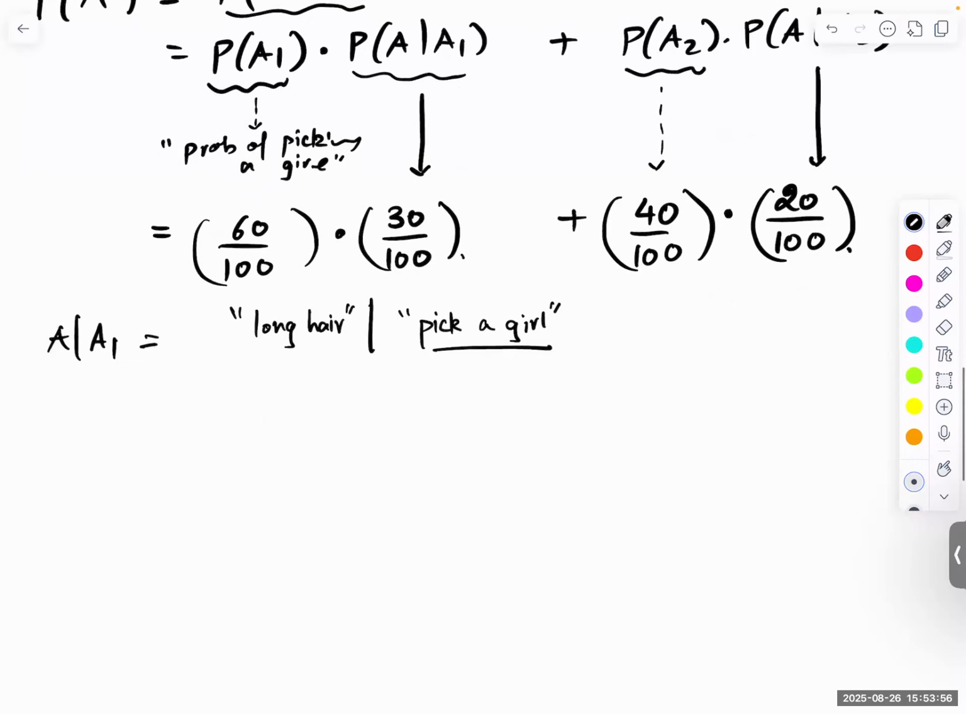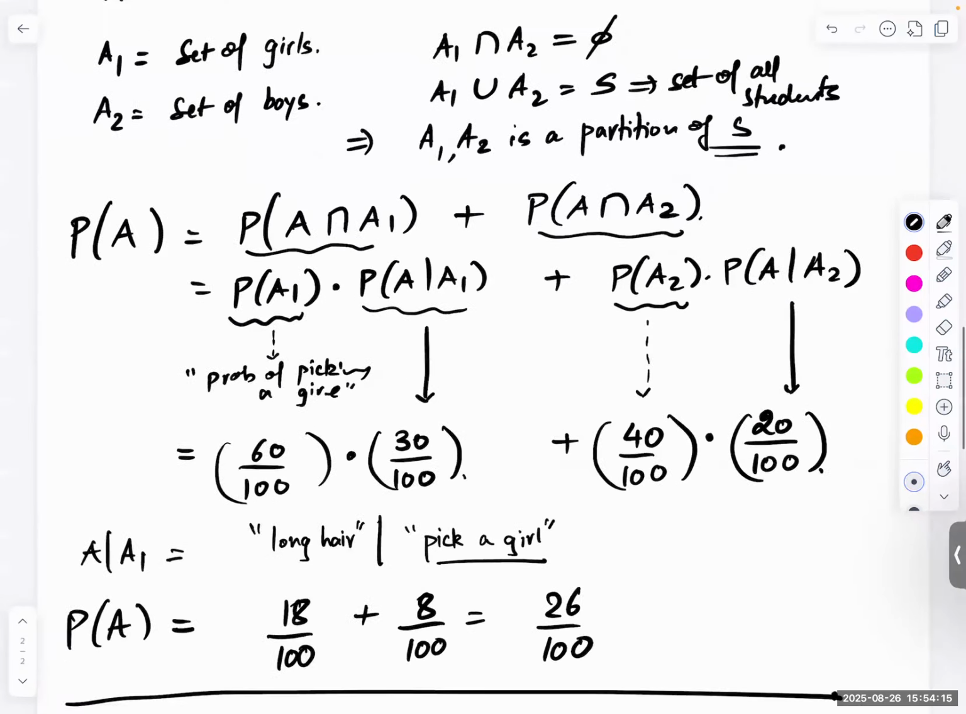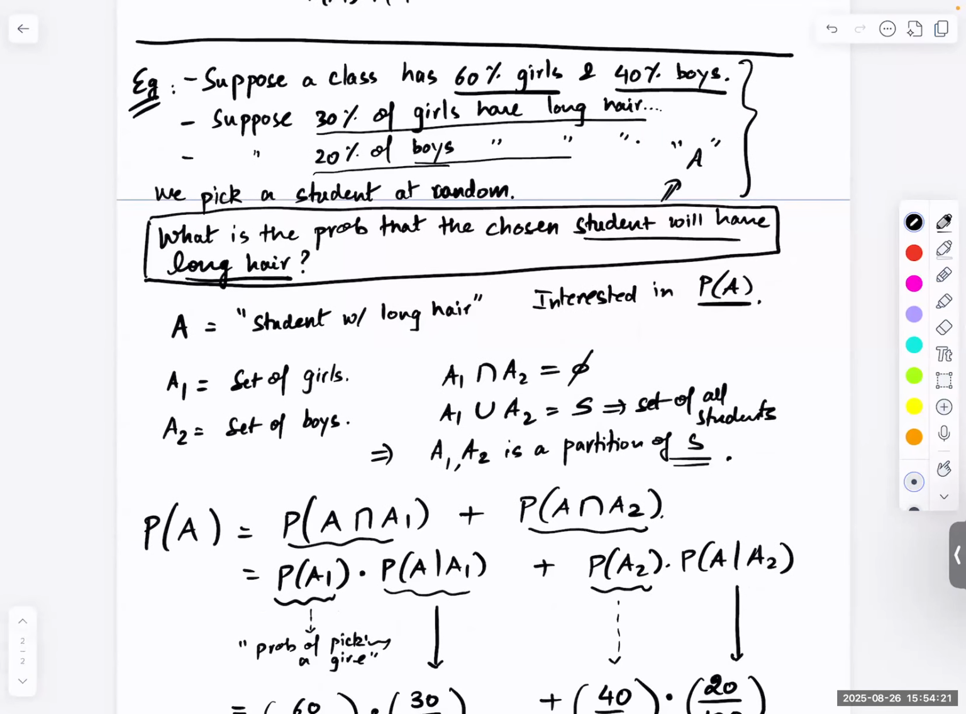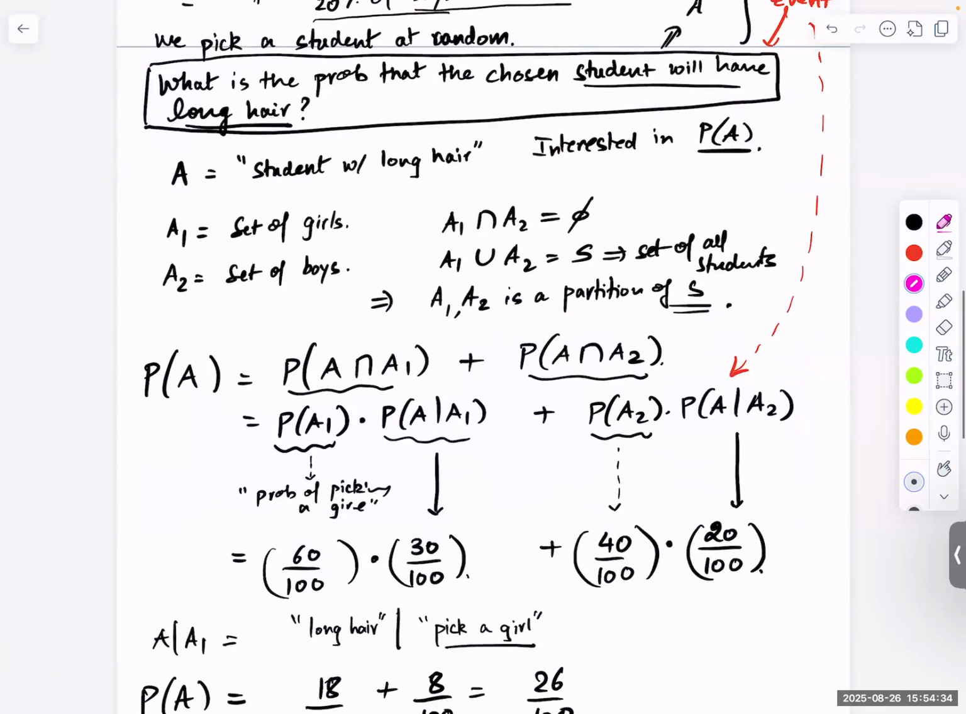You put all these things together, you get 18 by 100 plus 8 by 100. So you get 26 by 100. So this is the probability of the event A. Hopefully this example shows you the power of total probability theorem. At the end of the day, the game here is to think of a complicated event and break it down into simpler events which you can analyze.